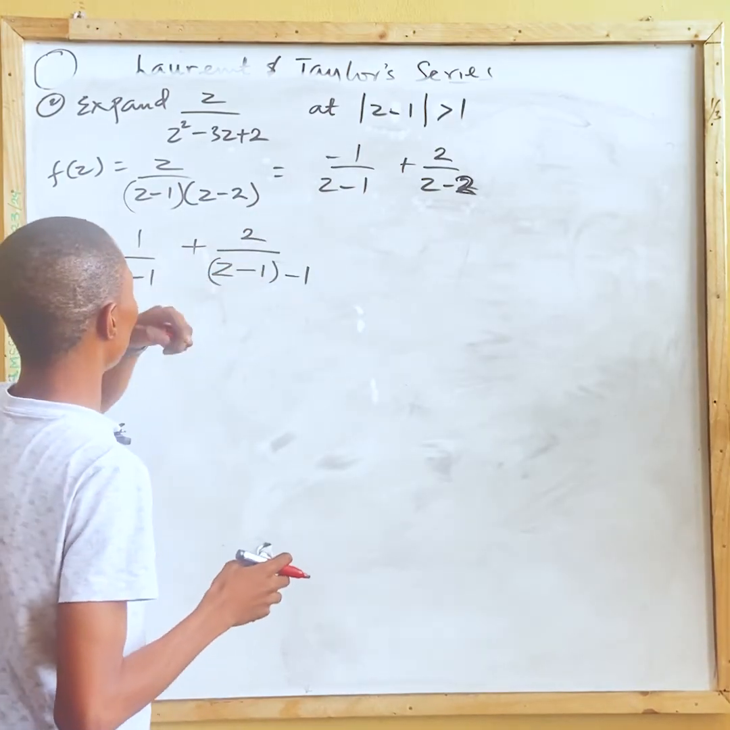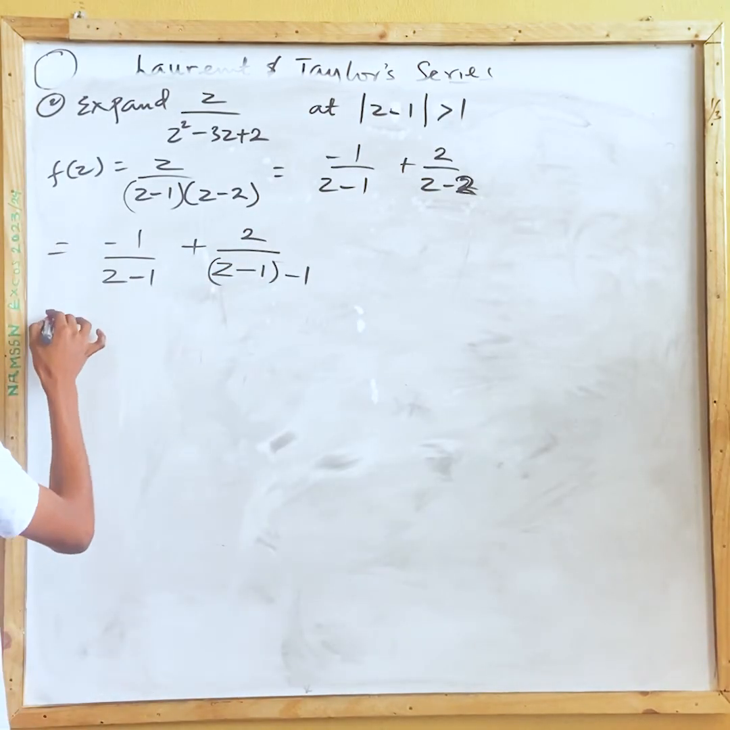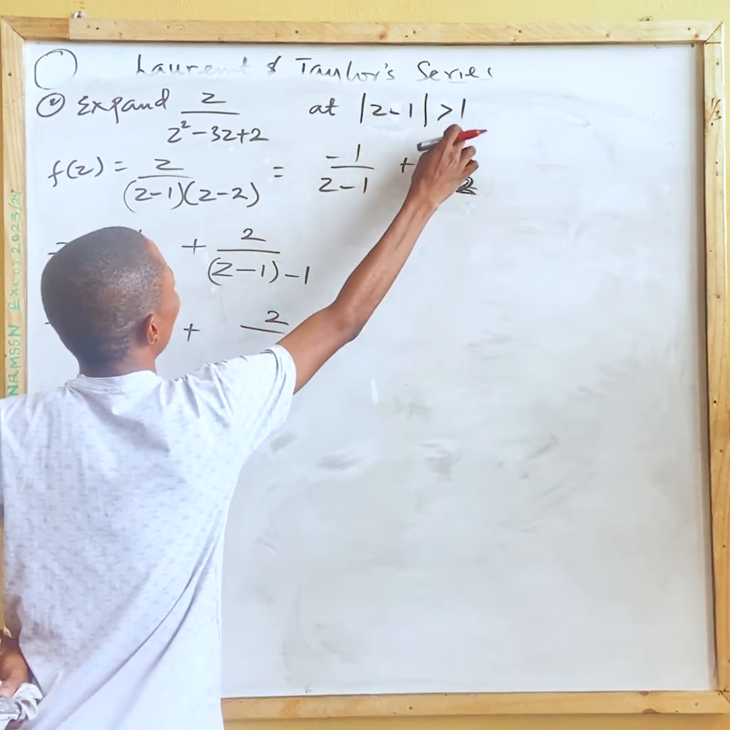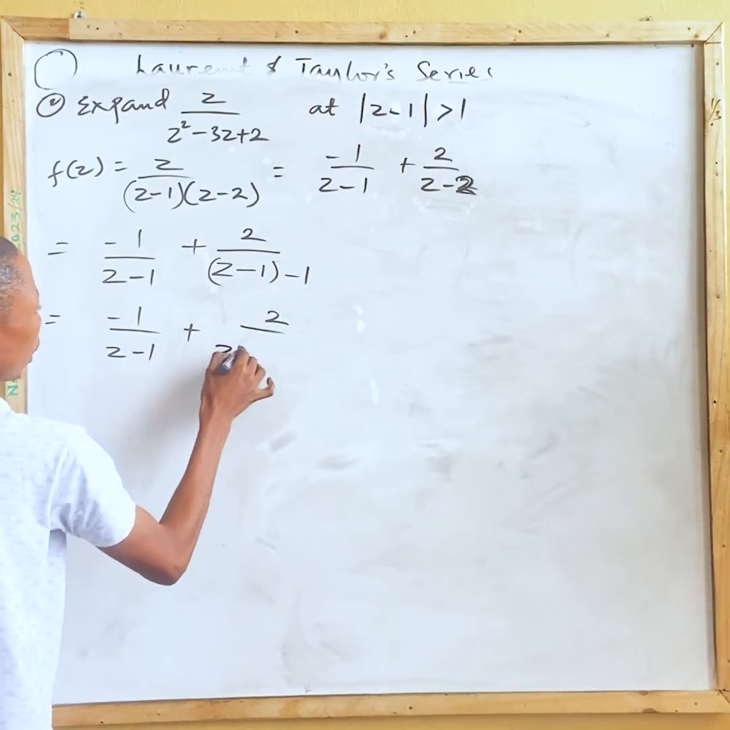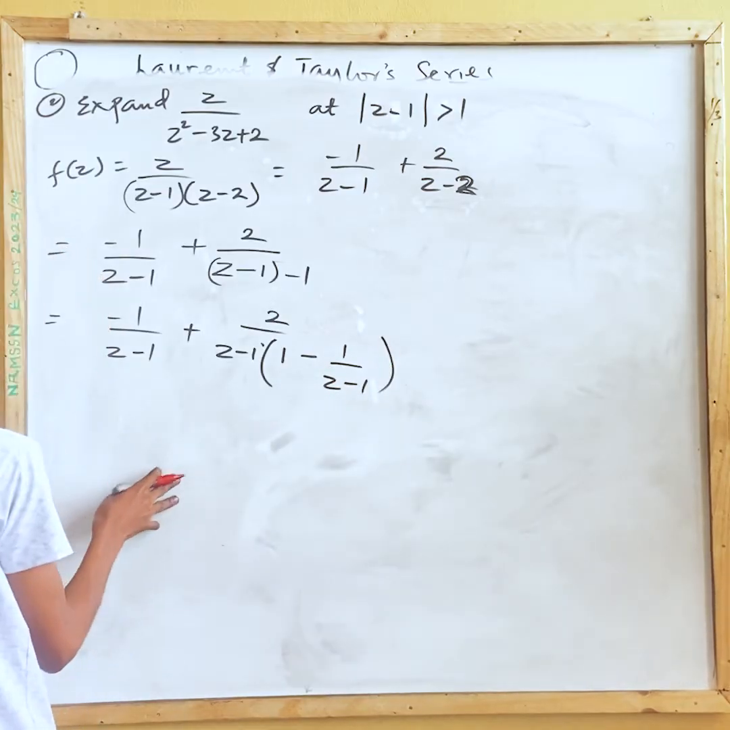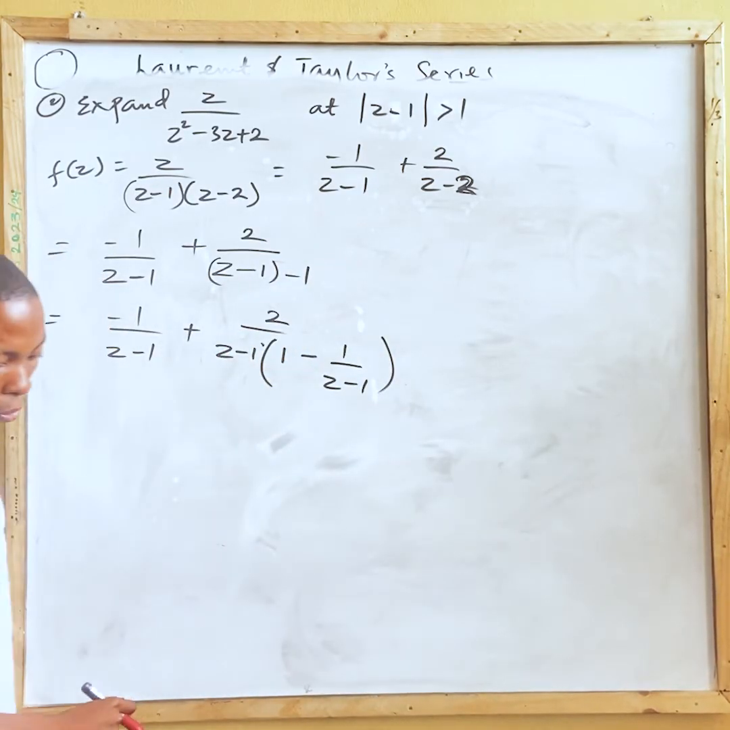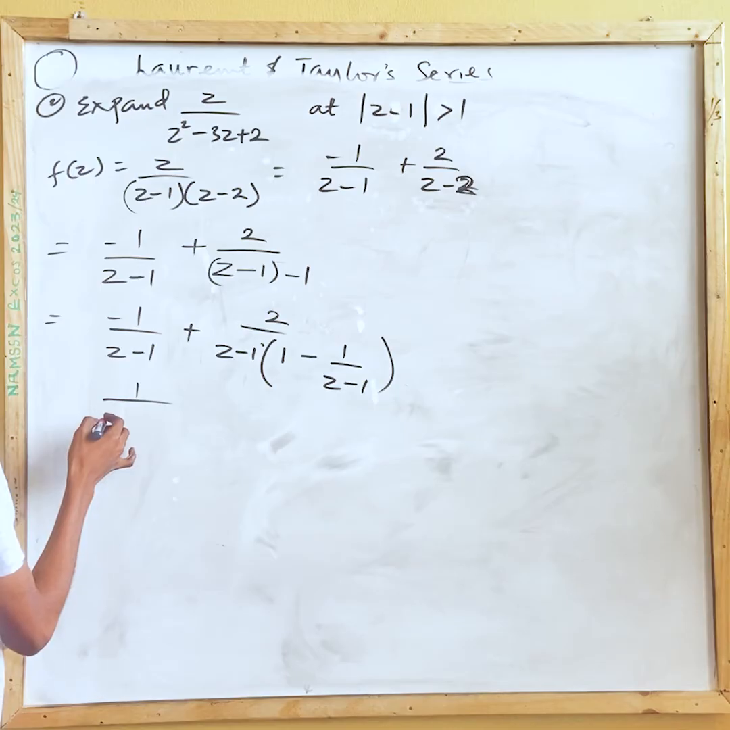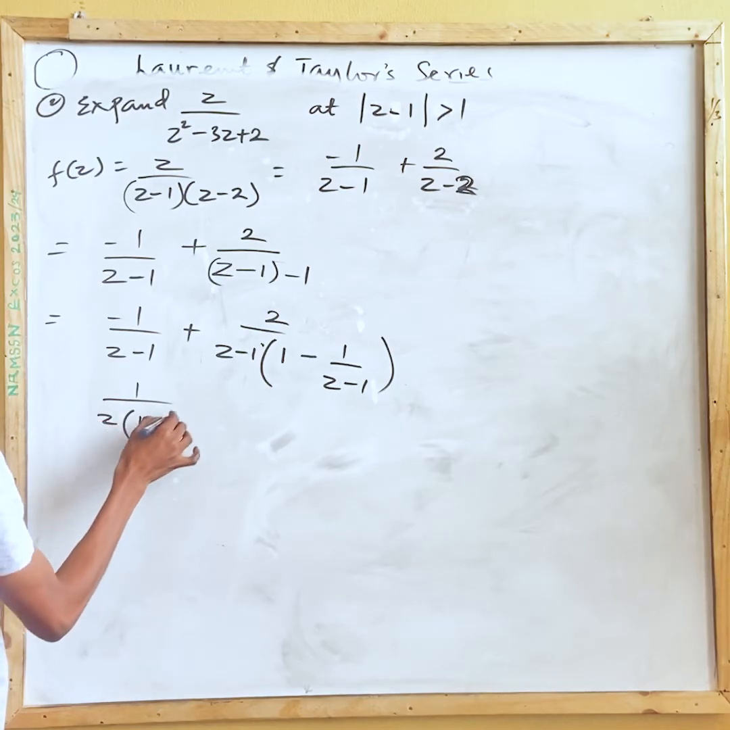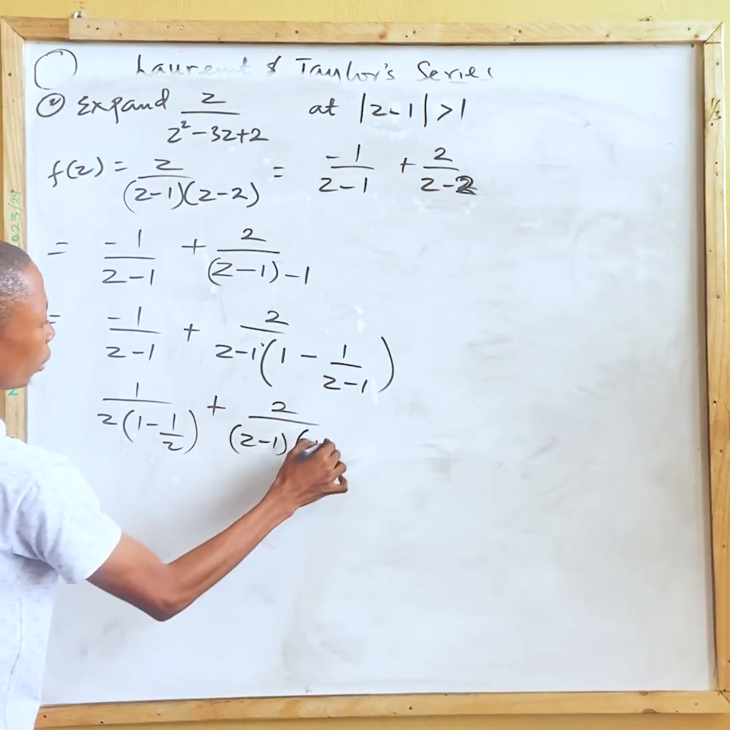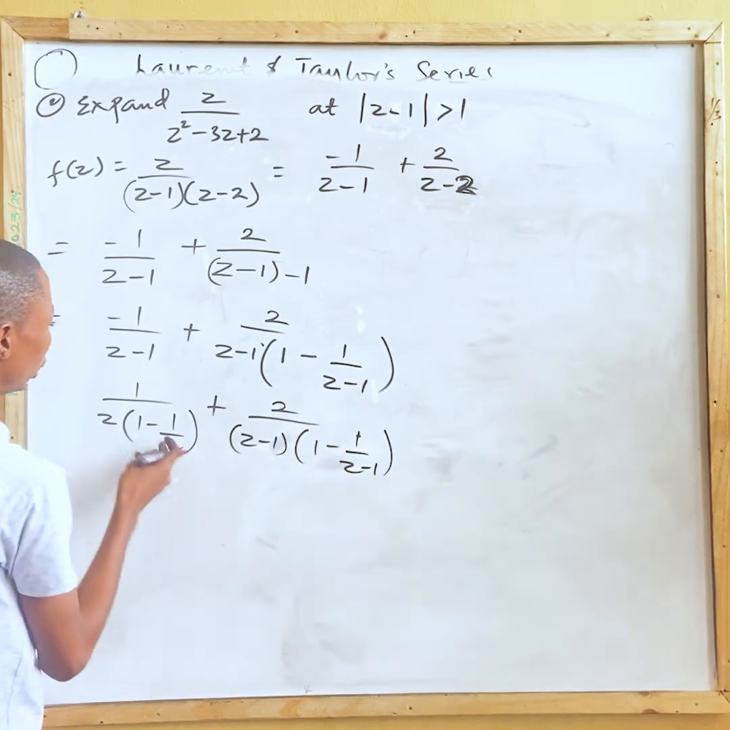So here is just z minus 1, so nothing. So this is minus 1 over z minus 1 plus, here now our common factor will be this z minus 1, which is greater than this 1. So we are going to have z minus 1 into bracket 1 minus 1 over z minus 1. That will be our common factor. Then we expand this. So this is 1 over z, into 1 minus 1 over z, plus 2 over z minus 1 into 1 minus 1 over z minus 1, raised to minus 1.